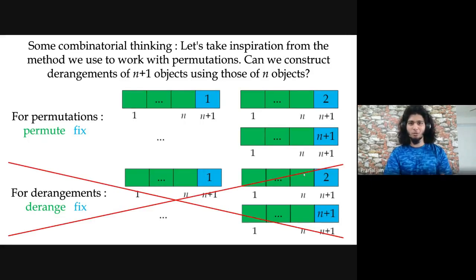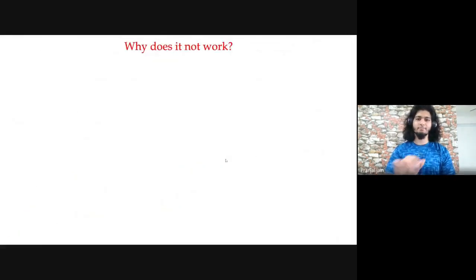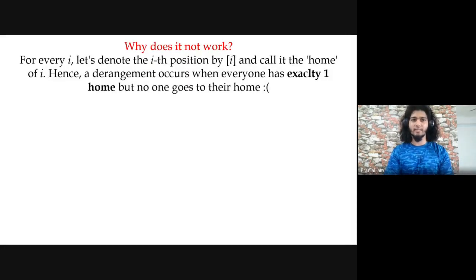So the first most obvious problem is that in this last step, you're putting n plus 1 in the n plus 1 place, and that automatically disqualifies your permutation as a derangement no matter what you do over here, because you already have one element in its own position. And a second, more subtle problem, which we'll see later on, is in the green part, and that will also give us an insight into how we can solve this problem. So why does it not work?